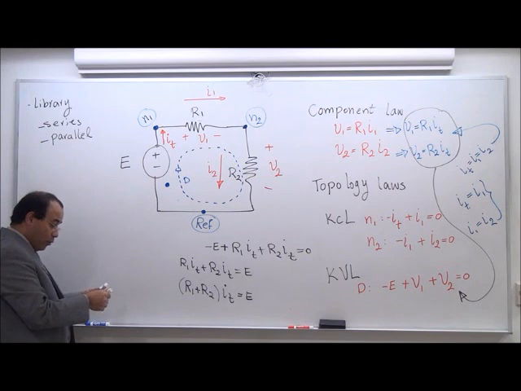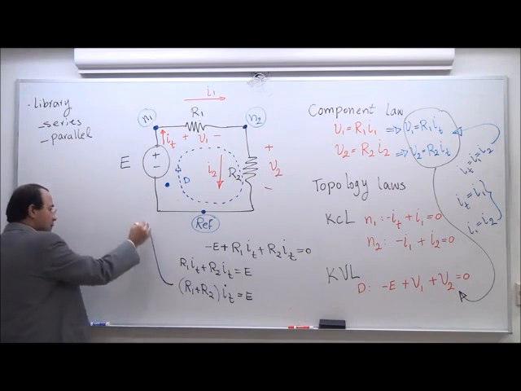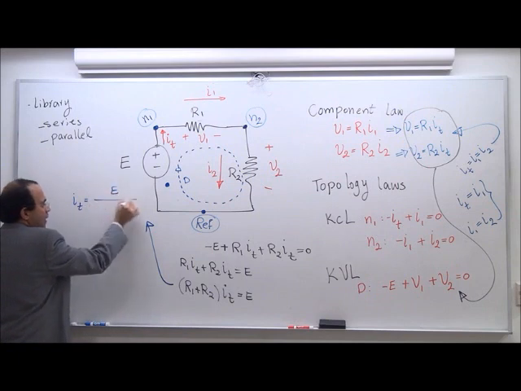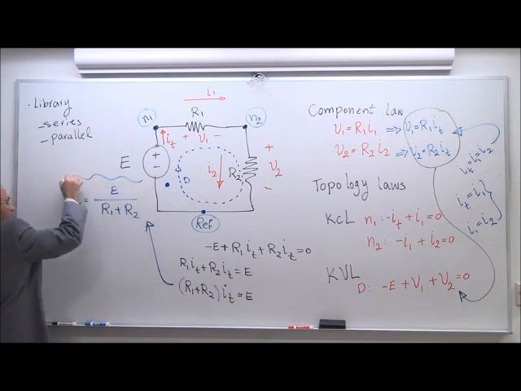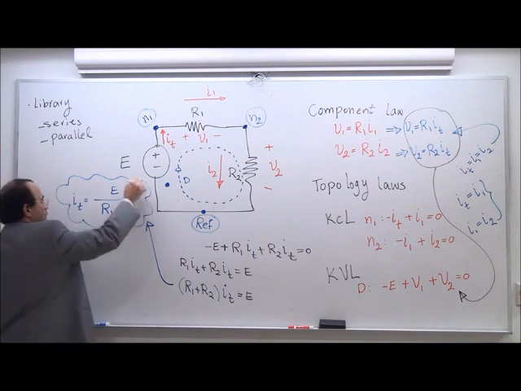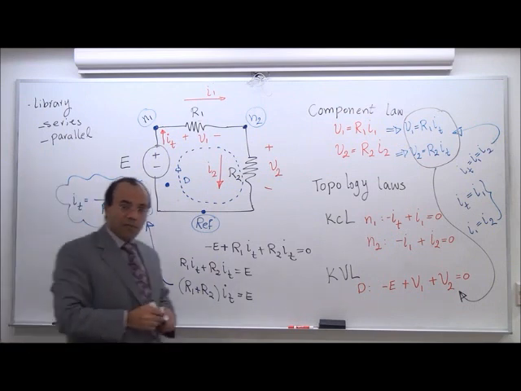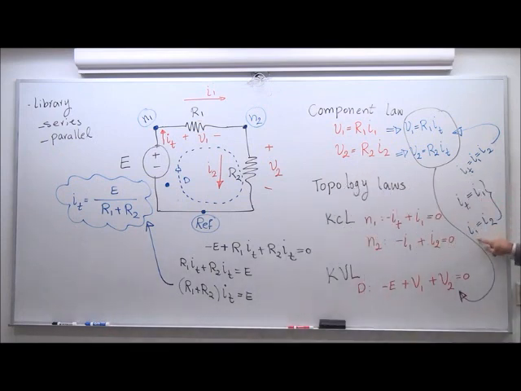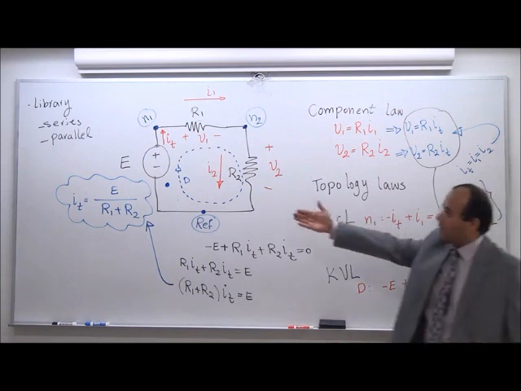You said IT, you don't know. Let's find it. IT is equal to E divided by R1 plus R2. When you say you found IT, what did you find? Remember, IT is equal to I1, I1 is equal to I2. You found three unknowns here.